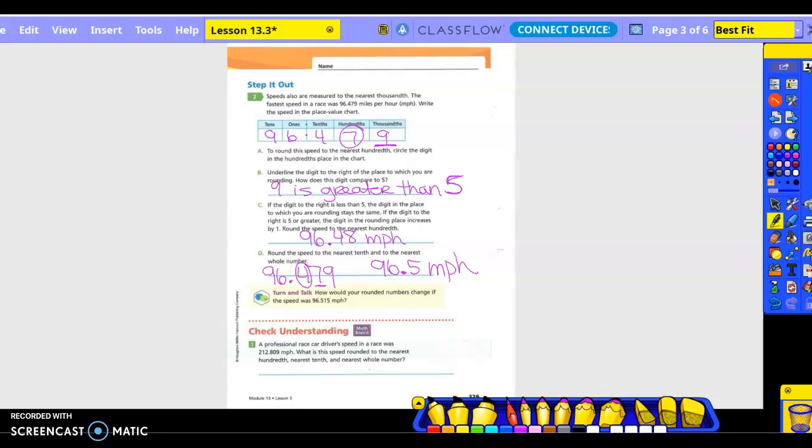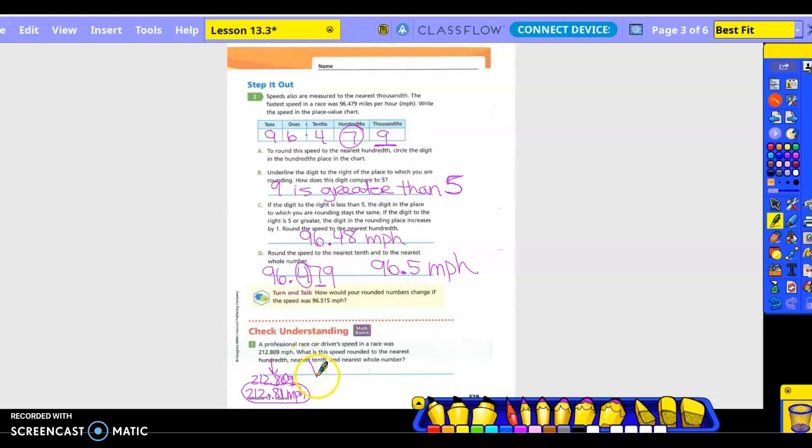Does that make sense? All right, so for the first one, for the hundredth, we're going to rewrite our number. What is in the hundredth spot? A 0, right? We're going to circle the 0, underline the 9. So we're going to rewrite everything in front of the circle. So 212 decimal 8. And does that 0 stay the same or become a 1? It becomes a 1 because 9 is 5 or higher, right? And then we'll write miles per hour.